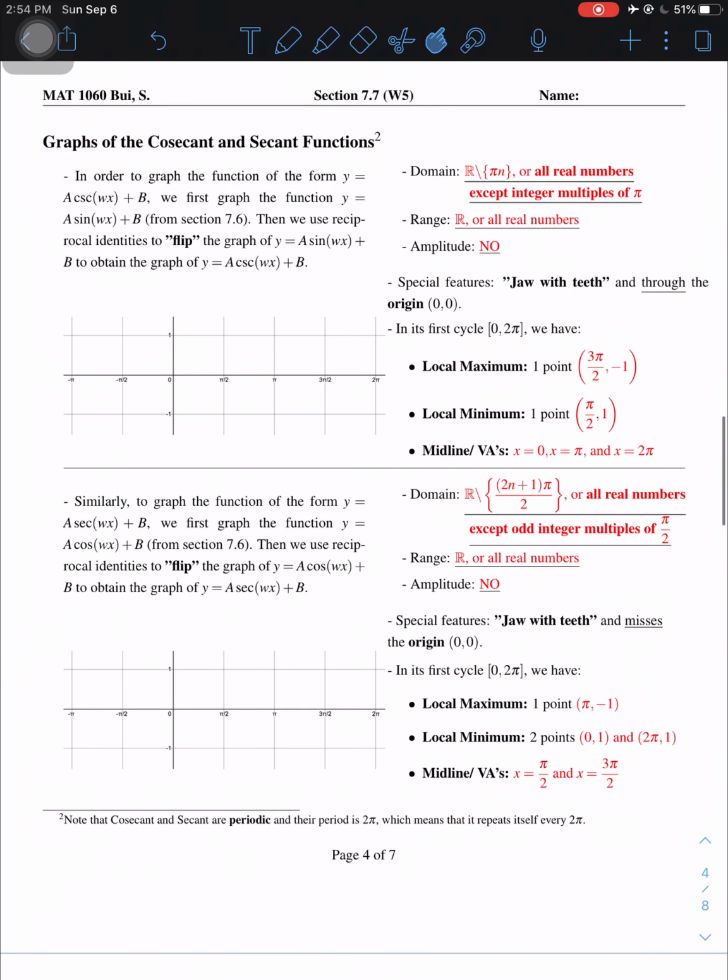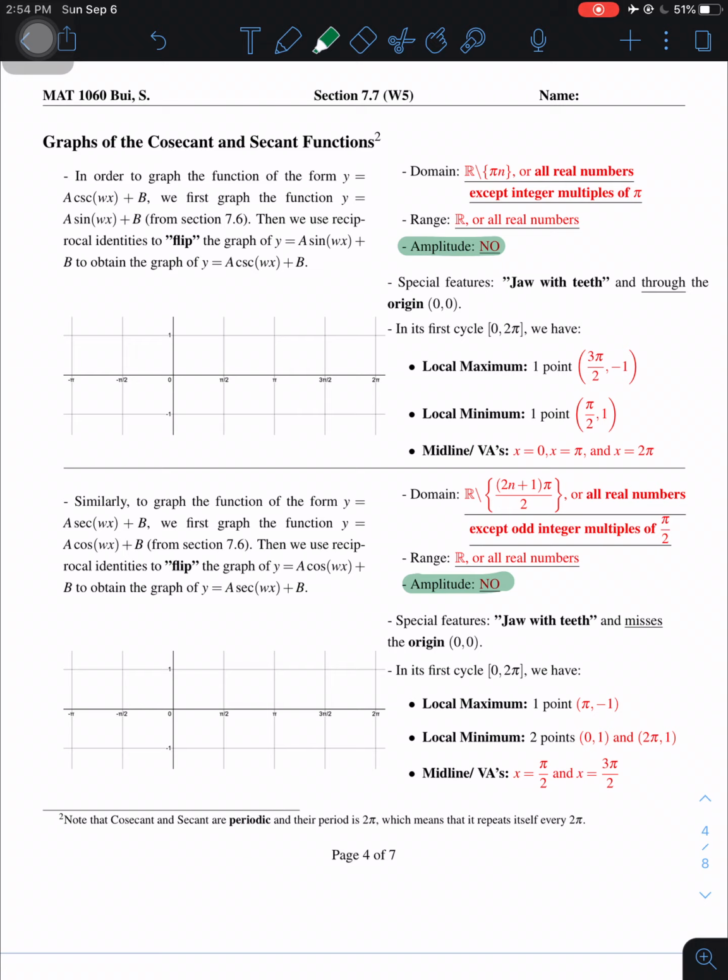So now the last 2 functions, cosecant and secant. Just a heads up, they're gonna have vertical asymptotes. That's why they are also included in 7.7, and hence, if you notice, they have no amplitude. Because again, if you have the vertical asymptote, technically you're not gonna have any bound, right? And because you don't have a bound, that means you have no amplitude.